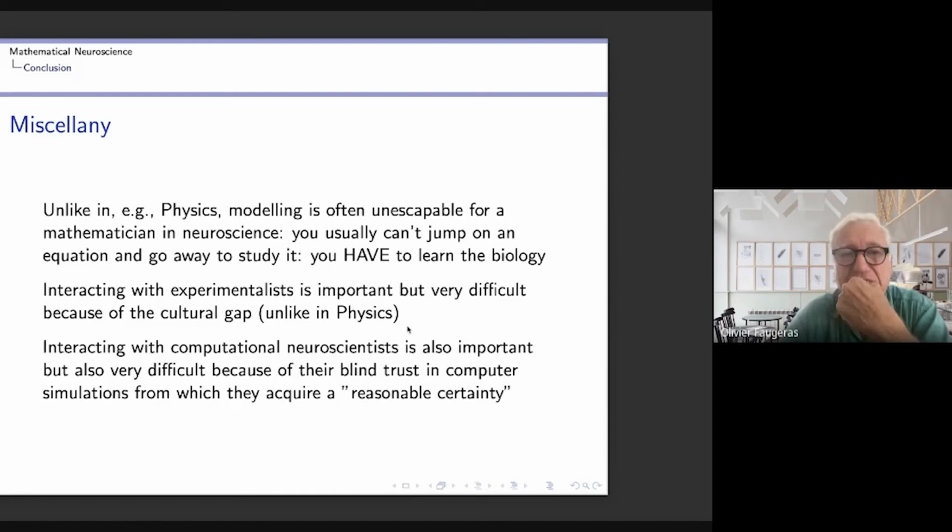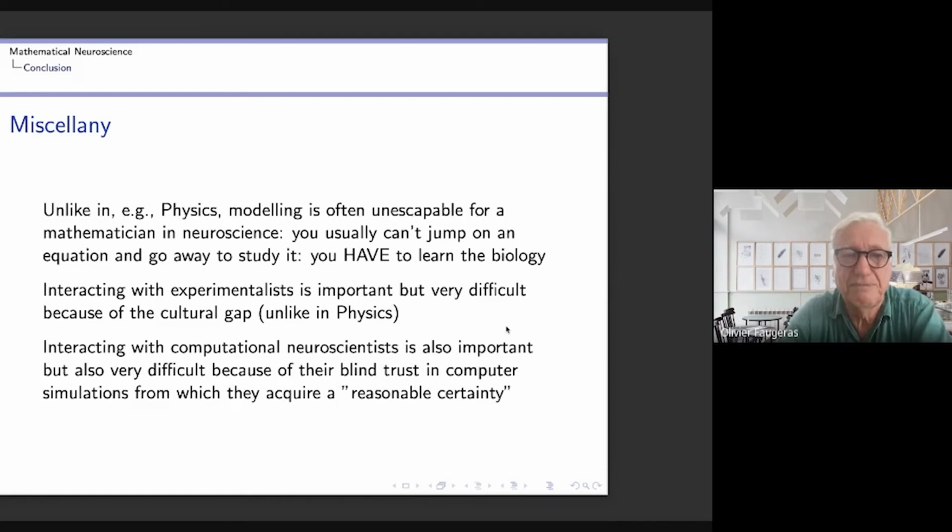Interacting with experimentalists, to me, is sometimes very difficult. But some people may contradict me. It's important, of course, but I found that the cultural gap between mathematicians and biologists is huge. Biologists tend to know little mathematics, unlike in physics, where experimental physicists do know a lot of mathematics, so it's probably easier. But again, these are ideas.